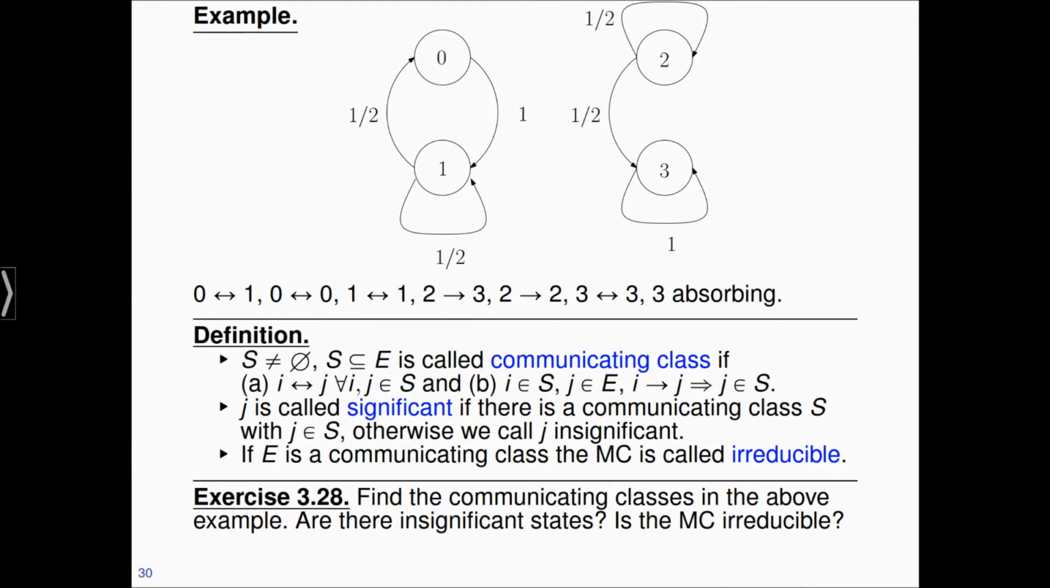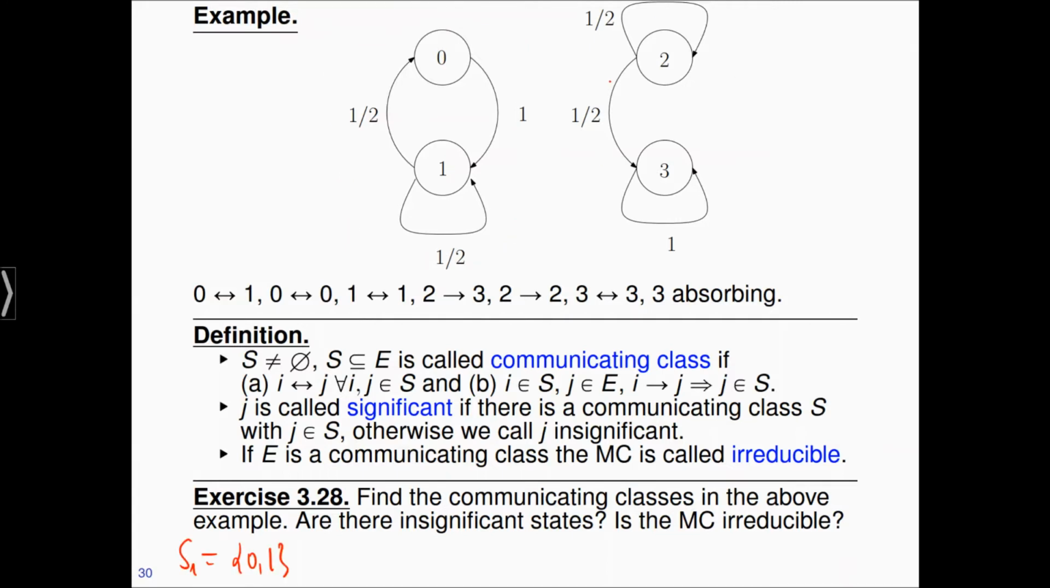Here comes my solution. I think the easy communicating class is this one, right? Because you can reach from 0 to 1, from 1 to 0, and you cannot reach any other state from these two. So this is a communicating class, the set with 0 and 1.